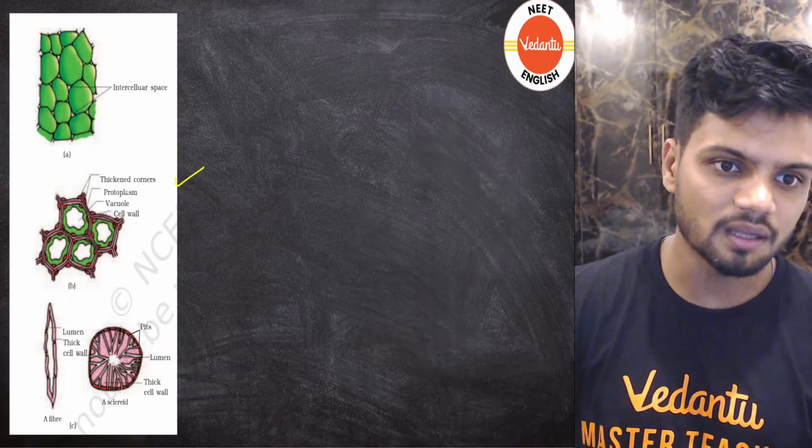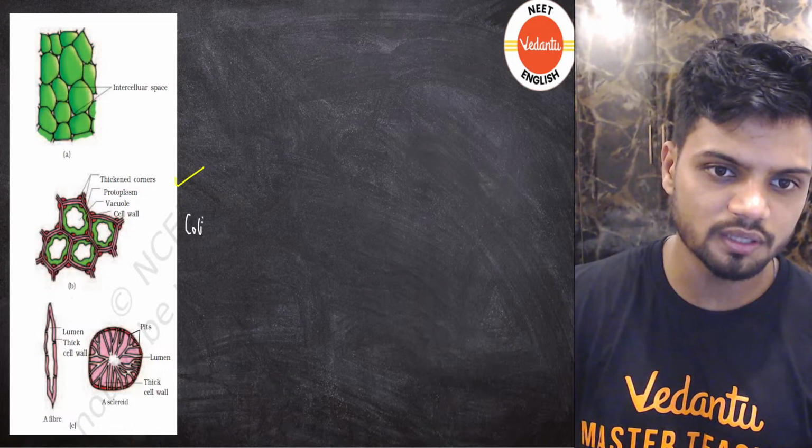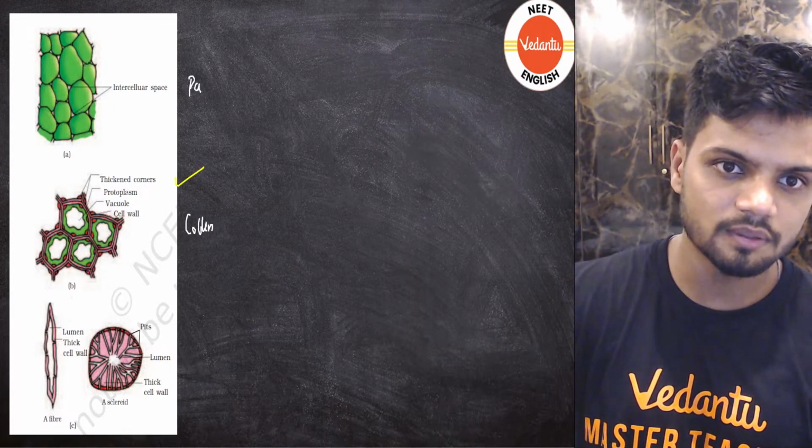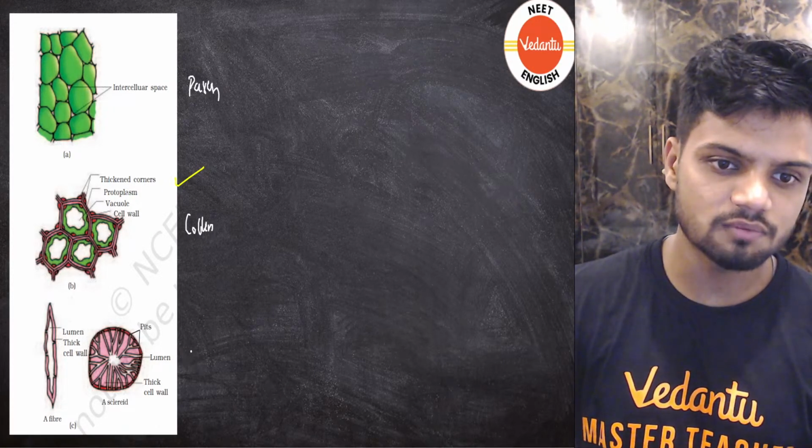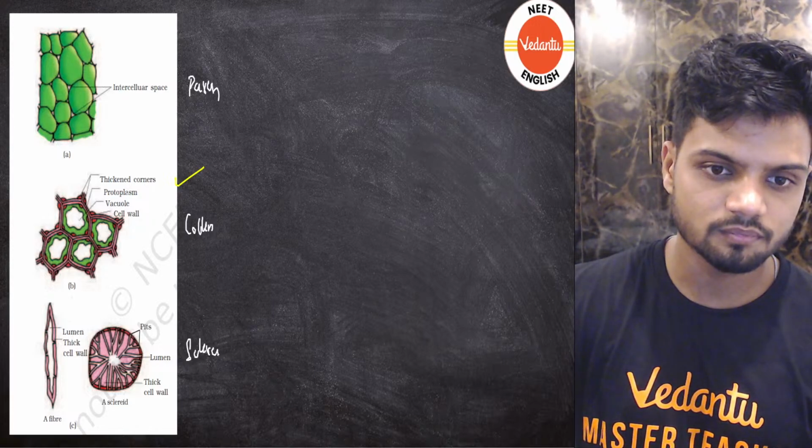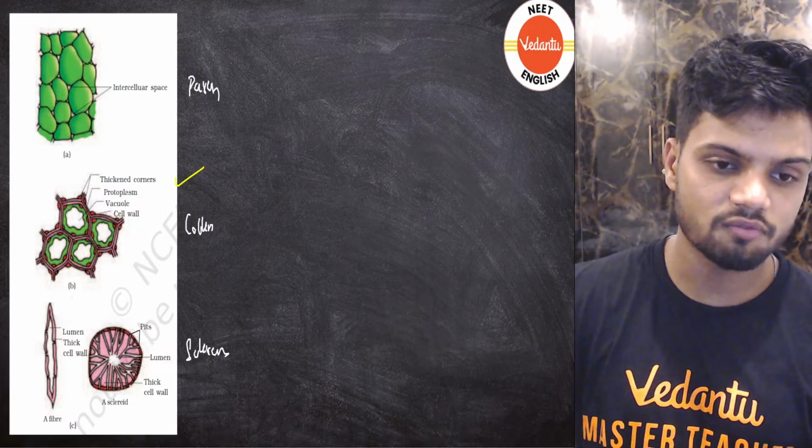NCERT diagram: parenchyma, collenchyma, this is your collenchyma, this is your parenchyma, and this last one is called your sclerenchyma. Fibers and sclereids.